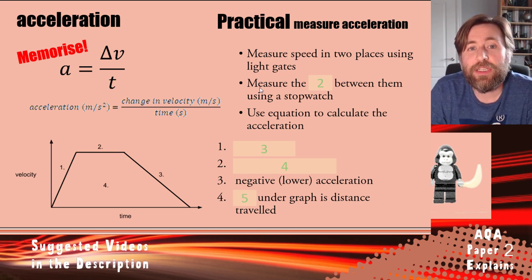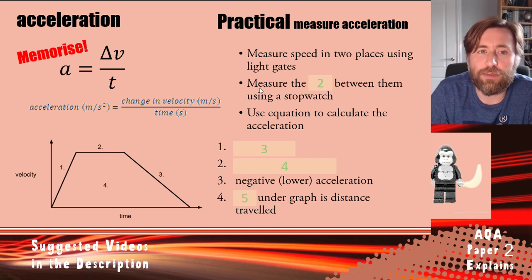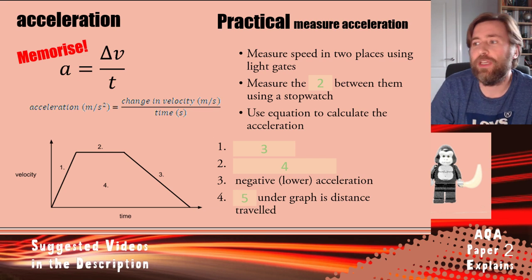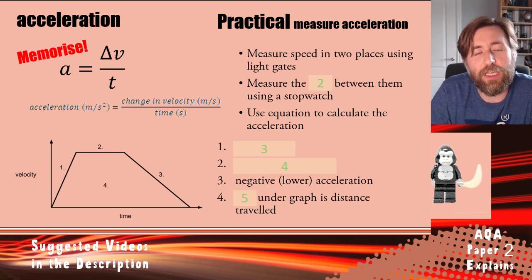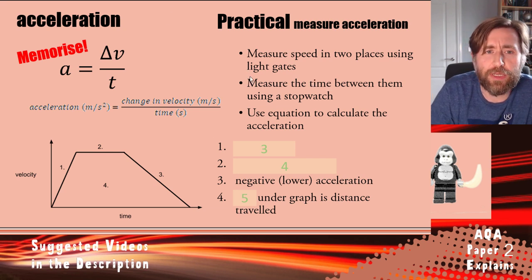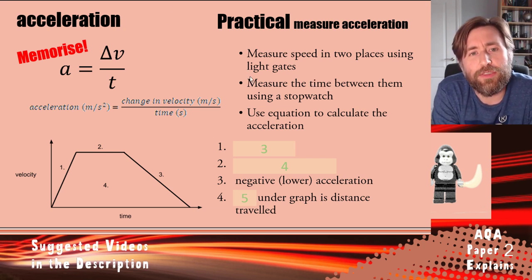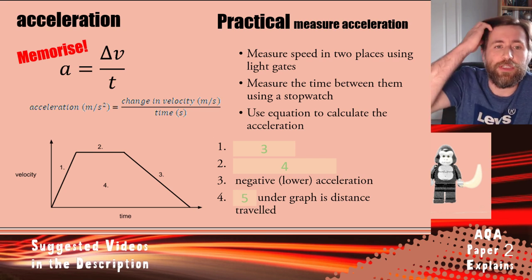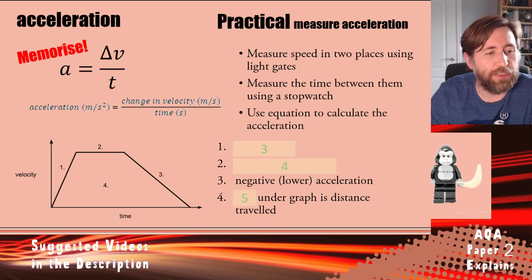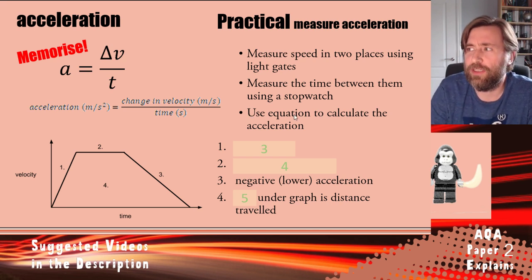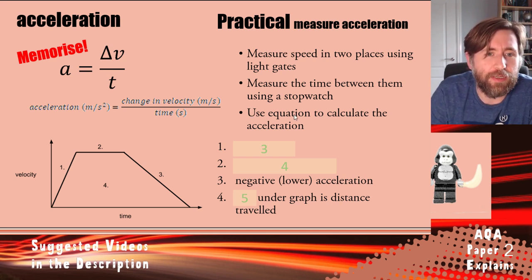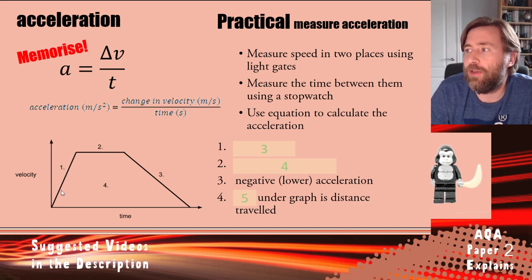You measure the speed in two places, and an accurate way to do that is to use light gates. It's not the only way to do this practical, but it's one way. And make sure you say what you're measuring with what you're measuring. So you measure the speed in two places using light gates. Measure the time between those using a stopwatch, and then use the equation, acceleration is change in velocity over time, to give you the acceleration. Just quote that equation, basically.